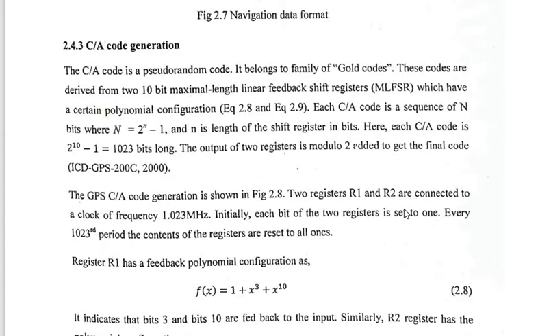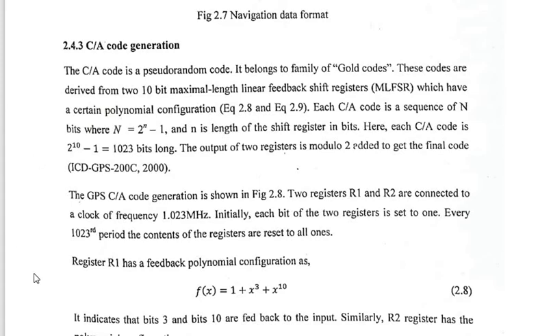Every 1023rd period, the contents of the registers are all reset to all ones once again. So what is the initial value we are giving to these two registers? That will be 1. I hope you remember this, 1023 bits long.